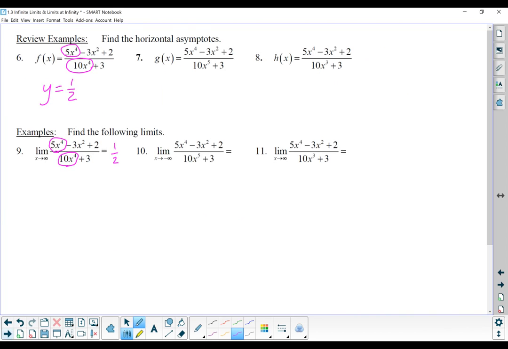All right, so for the next, let's look for the other two scenarios. This was if the powers are the same. If the powers are the same, the limit is the ratio of the leading coefficients.